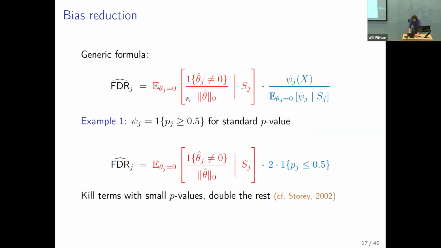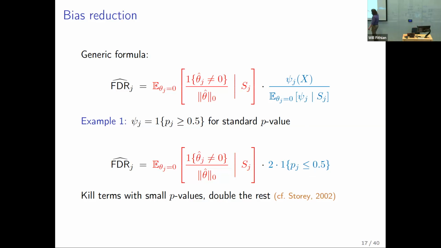I'll give you an example. A simple example for what we're doing here is we could take this psi j to be the indicator that pj is larger than 1/2. I'm sorry, this should be larger than 1/2, not smaller than 1/2. So again, for a non-null, pj should be small.